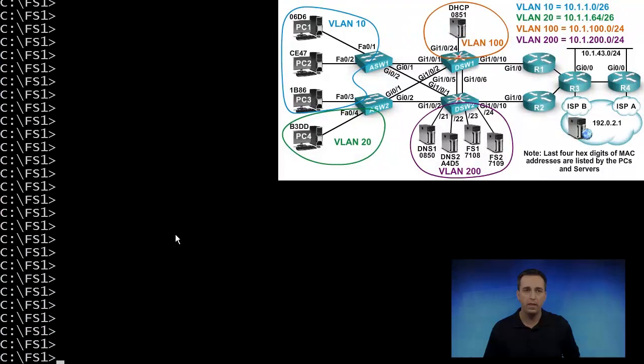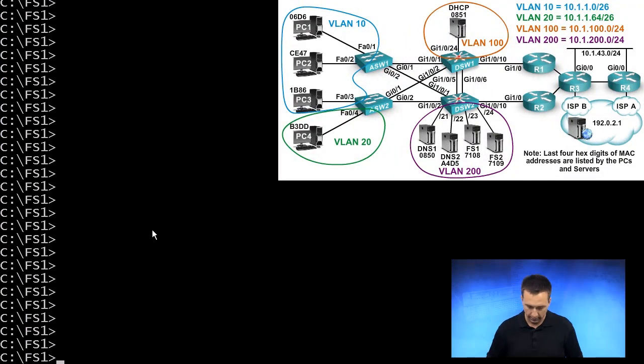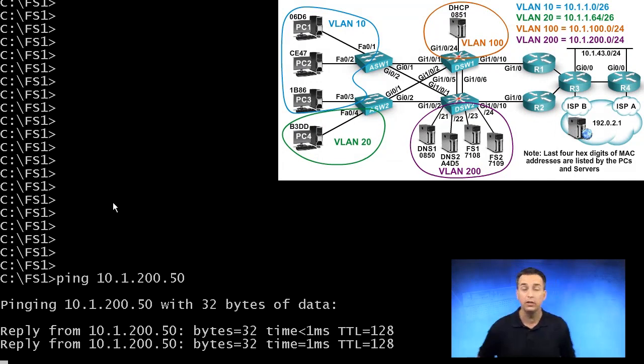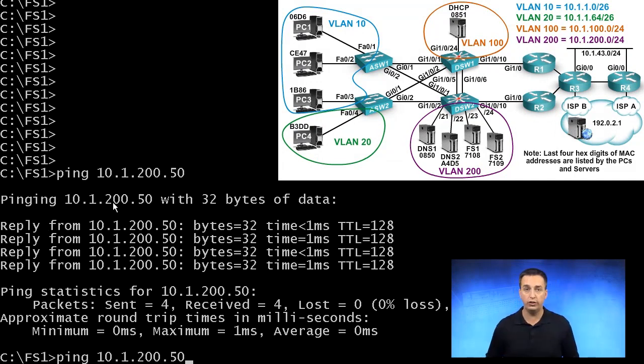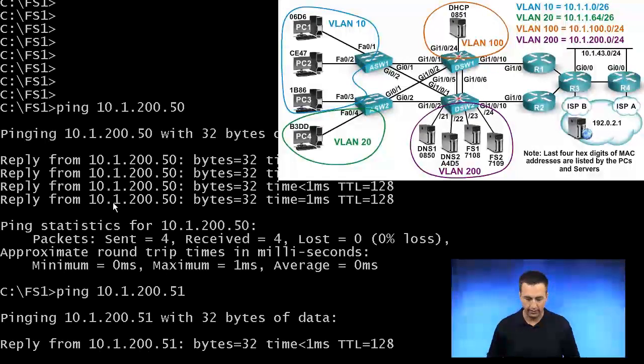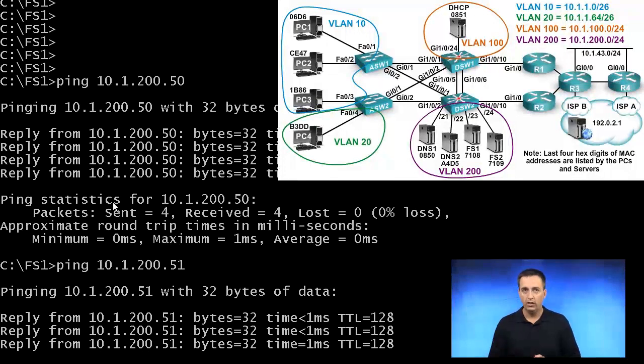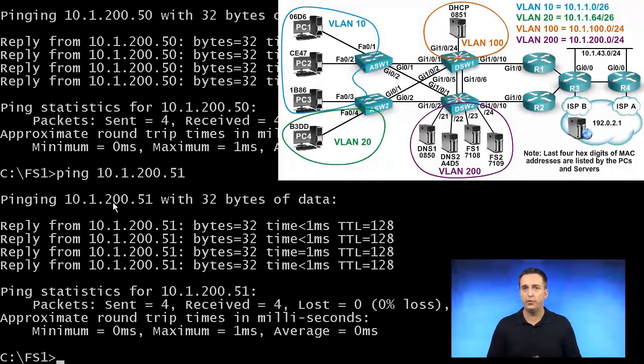Let's check that out. We go over to file server 1 and we ping the IP address of DNS1 and DNS2. So we got 10.1.200.50, and that is successful. And then we're going to ping DNS2, and that is successful as well. But file server 1 is not supposed to be able to ping DNS1 and DNS2. We're using private VLANs. So what should you be thinking of first?